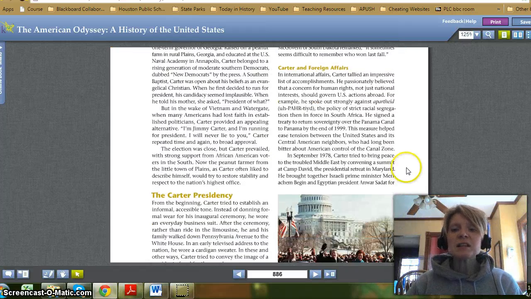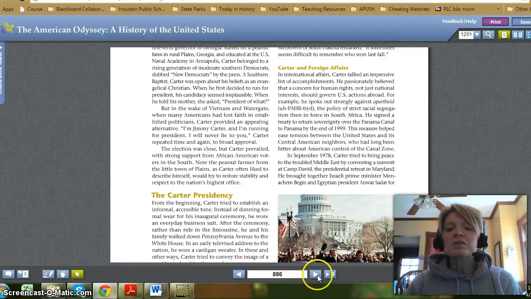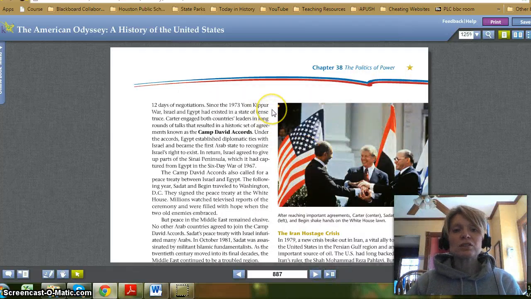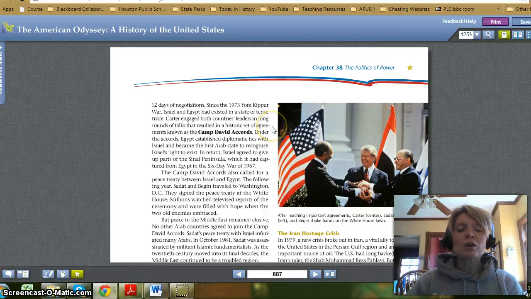In September 1978, Carter tried to bring peace to the troubled Middle East by convening a summit at Camp David, the presidential retreat in Maryland. He brought together Israeli Prime Minister Menachem Begin and Egyptian President Anwar Sadat for 12 days of negotiations. Since the 1973 Yom Kippur War, Israel and Egypt had existed in a state of tense truce. Carter engaged both countries' leaders in long rounds of talks that resulted in a historic set of agreements known as the Camp David Accords.